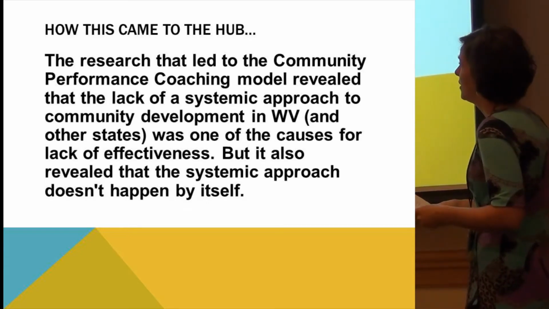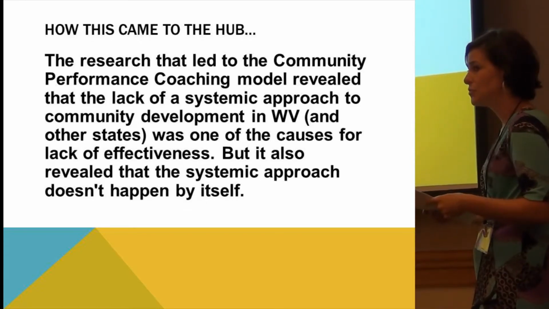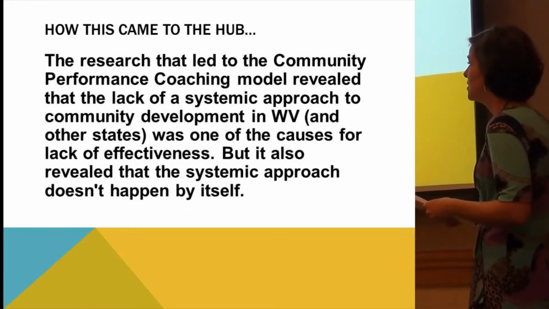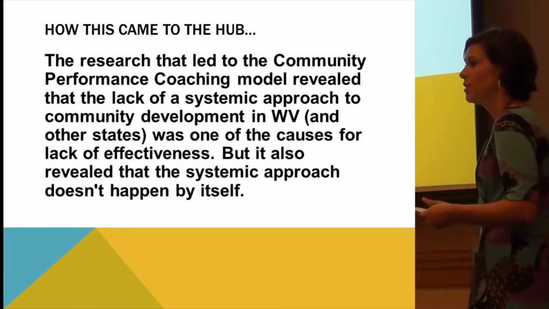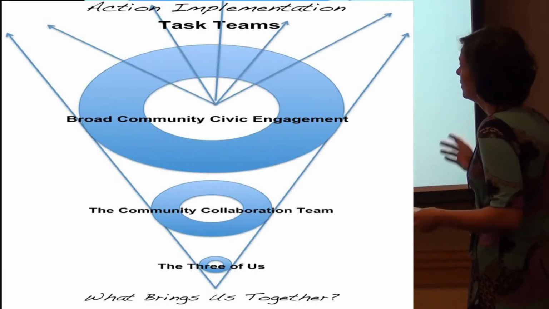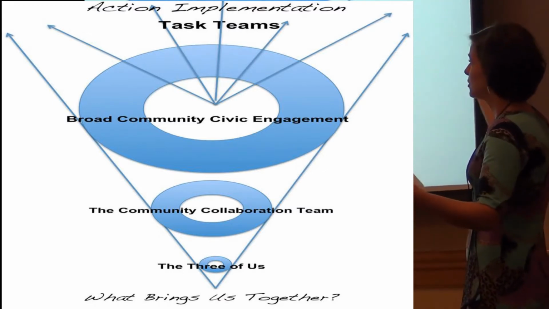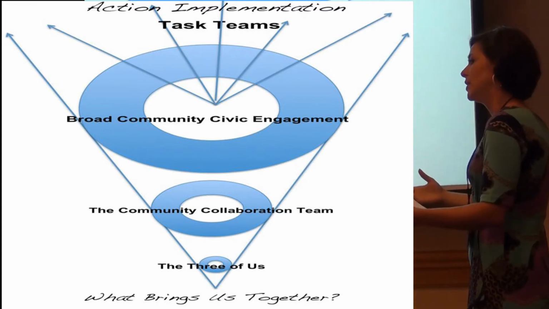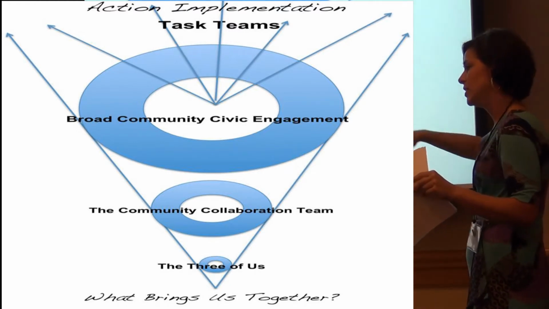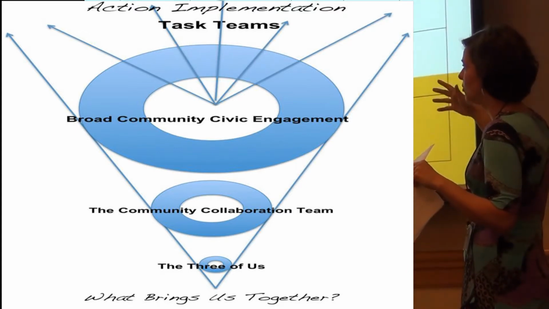And so what we found is that there's a lack of a systemic approach in community development in West Virginia. So we try to bring a more holistic approach to communities, because we feel like implementation is where they often fall off. So we're there to support them, to provide technical assistance. And we have found that implementation is based on action, so you have your teams at the top, and we use civic engagement broadly to pull other players into the process. Then the community collaboration team is a smaller team based on various sectors in the community. And then the three of us is the community collaborative teams, the coaches, and the hub.